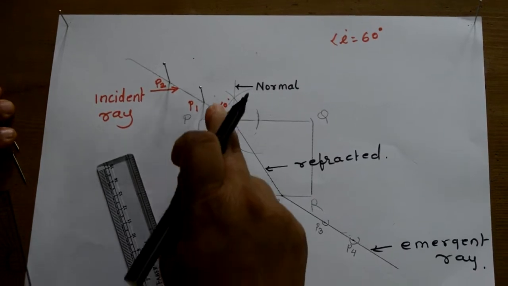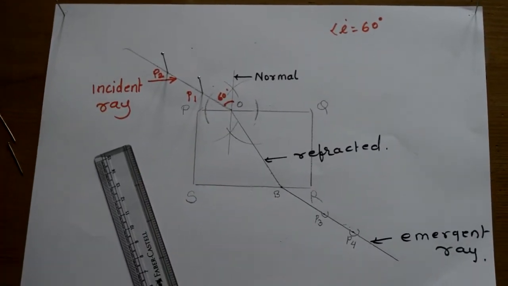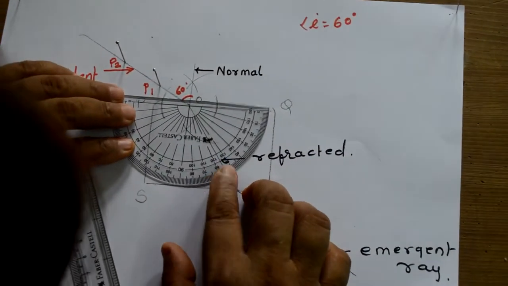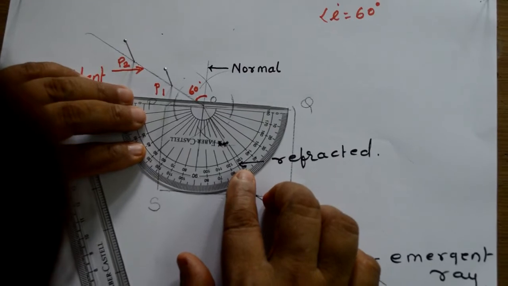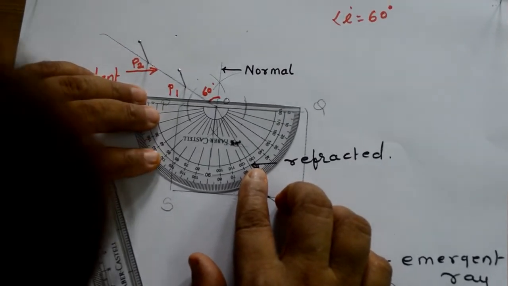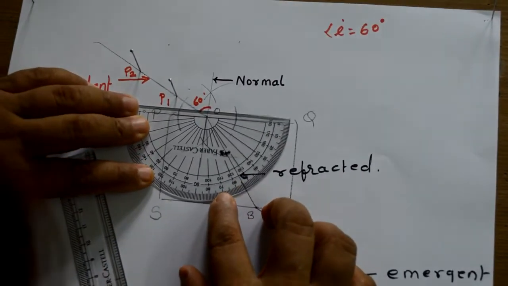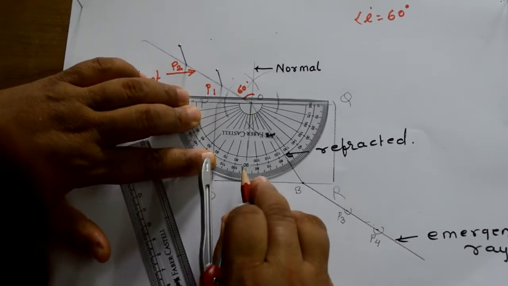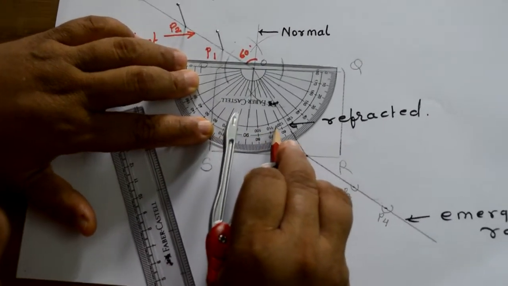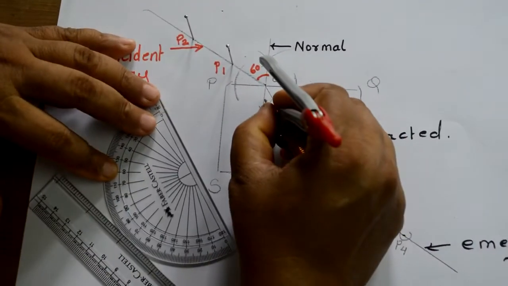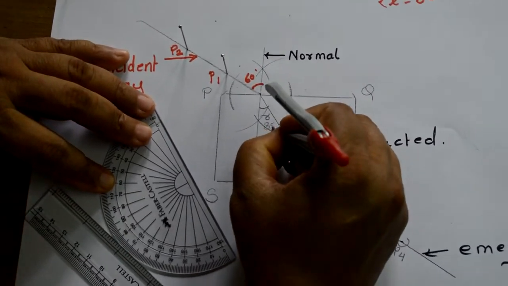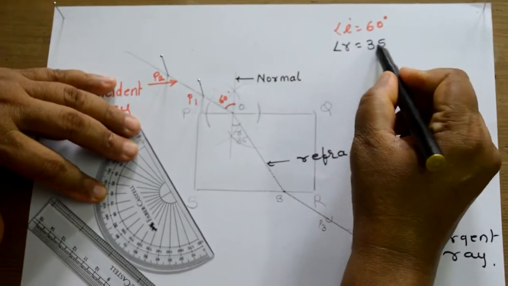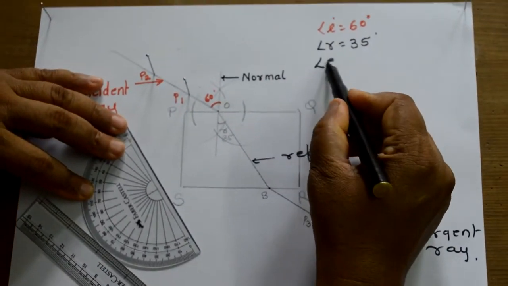Now we will be measuring the angle of refraction. The angle of refraction is 35 degree. So you can see children 10, 20, 30 and 35 degree. So angle of refraction is 35 degree. Let us measure the angle of emergence.